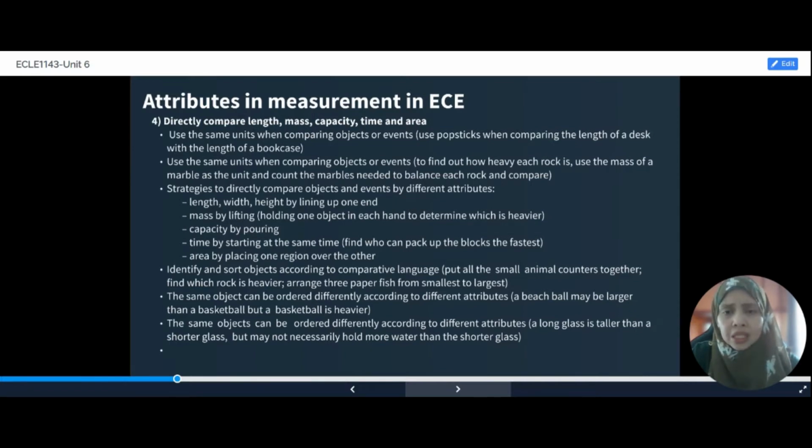Jadi sama juga, ini dia untuk mass, dia gunakan marble untuk nak tengok berat. Satu batu ni, batu A berat dia dengan berapa marble, batu B berat dia dengan berapa marble.